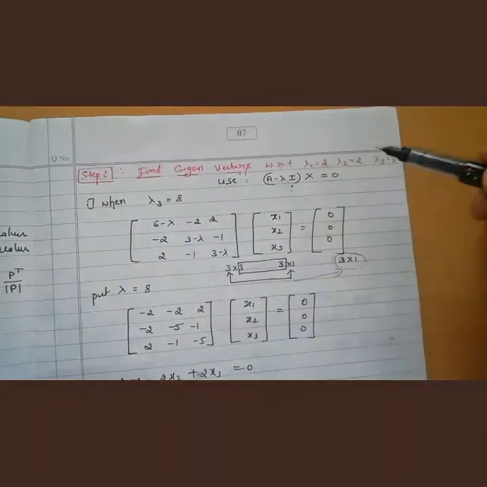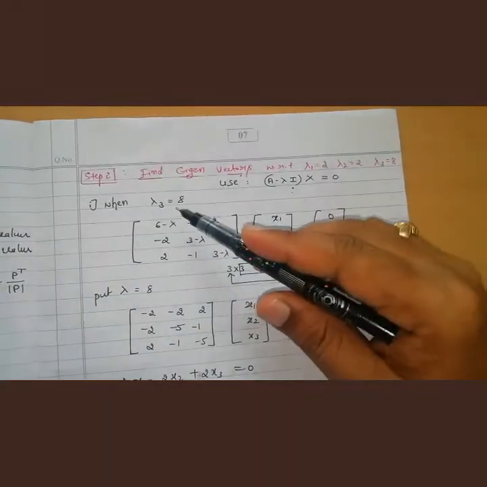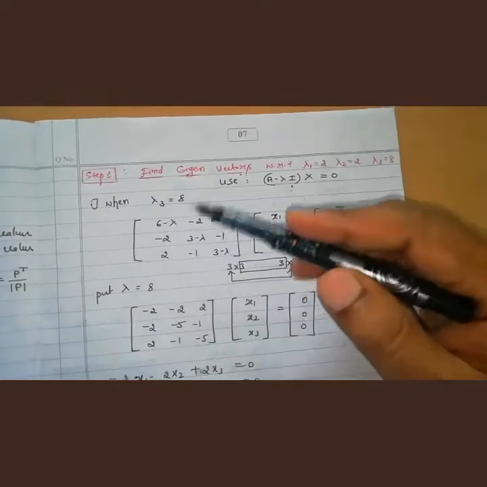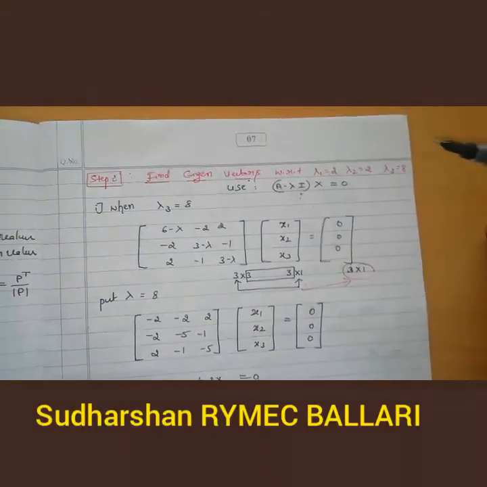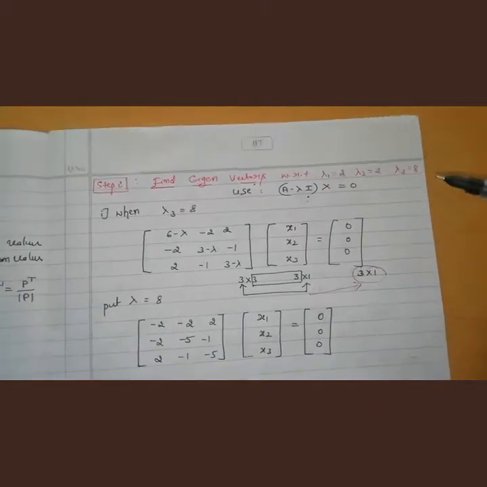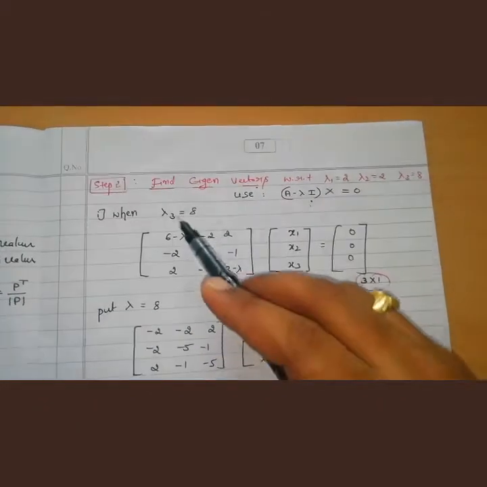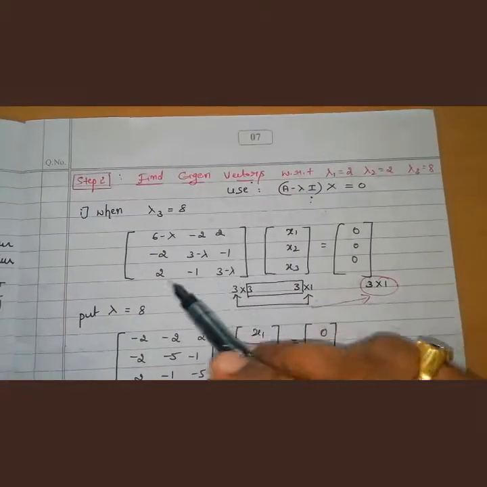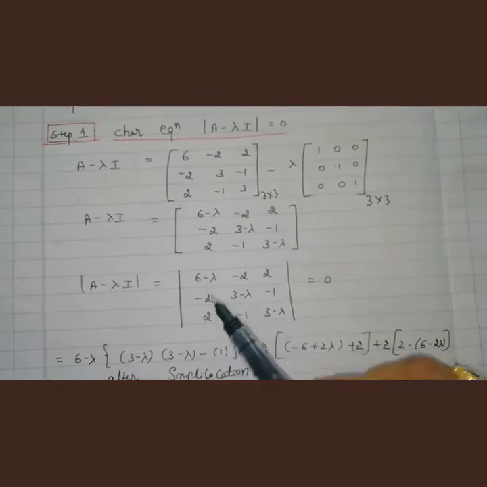So I will consider the first value as 8. I have written lambda 1, lambda 2, lambda 3 for my easiest way of writing, so you can number however you want. I have taken lambda 3 equal to 8. Here this is the determinant which we got in the previous step, and the same thing I have written here.